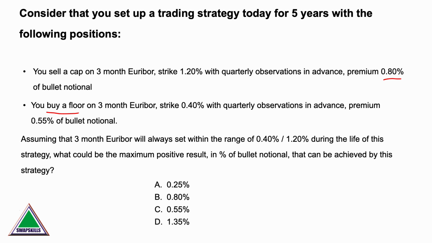You're earning 80 basis points, you're spending 55 basis points, that's a net premium of 25 basis points. Will the cap be exercised? No, rates aren't going to go above 120. Will the floor be exercised? No, rates won't go below 40 basis points. So the answer here is going to be a net premium to you of 25 basis points. So think about this.